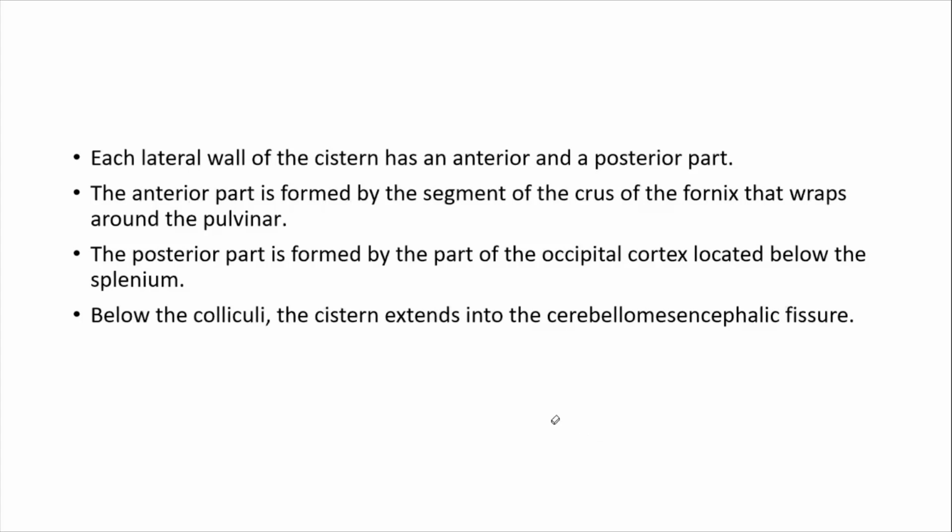Each lateral wall of the cistern has an anterior and a posterior part. The anterior part is formed by the segment of the crus of the fornix that wraps around the pulvinar, and the posterior part is formed by the part of the occipital cortex located below the splenium. Below the colliculus, the cistern extends into the cerebellomesencephalic fissure.